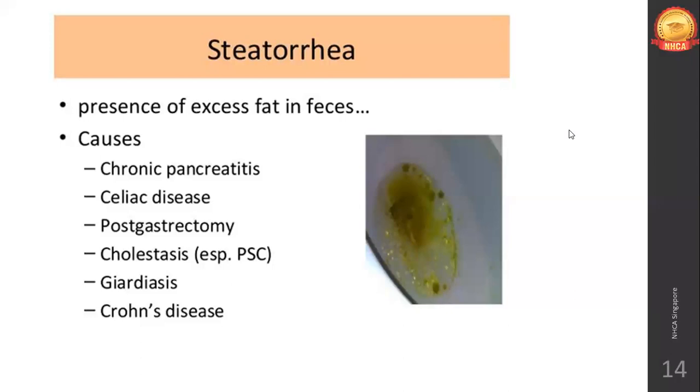Then Crohn's disease. Crohn's disease I will explain later. We have a slide coming on celiac disease and Crohn's disease. So these are the disease conditions in which steatorrhea can happen. As I mentioned earlier, steatorrhea is usually a symptom of various disease conditions. It will not happen on its own.